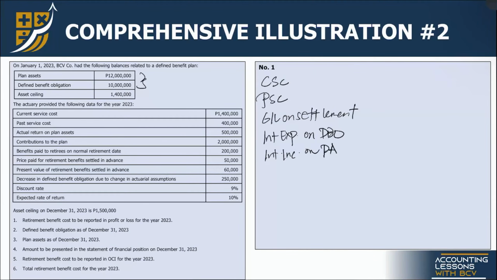Okay? Next, bago tayo magpatuloy, assess nga natin yung beginning balances. Sino mas mataas nung simula? Plan assets or defined benefit obligation? Di ba si plan assets? Get the difference. The difference is 2 million. Kindly compare that with the asset ceiling, 1.4 million. Sino mas mababa? Is it the computed net retirement asset or the asset ceiling? Answer, di ba si asset ceiling? So magkakaroon tayo ng effect on asset ceiling this time. Magkano difference? 600K. So that will be your effect on asset ceiling January 1, 2023.